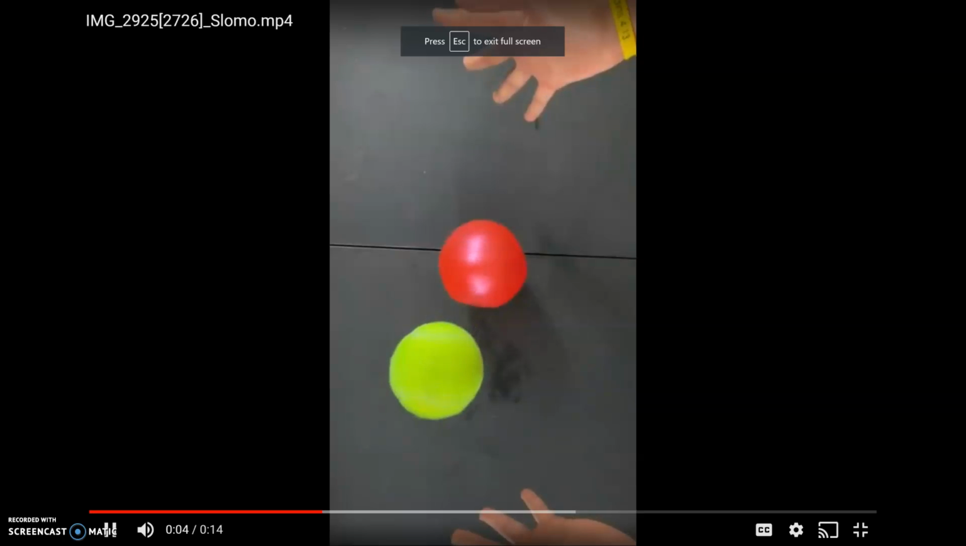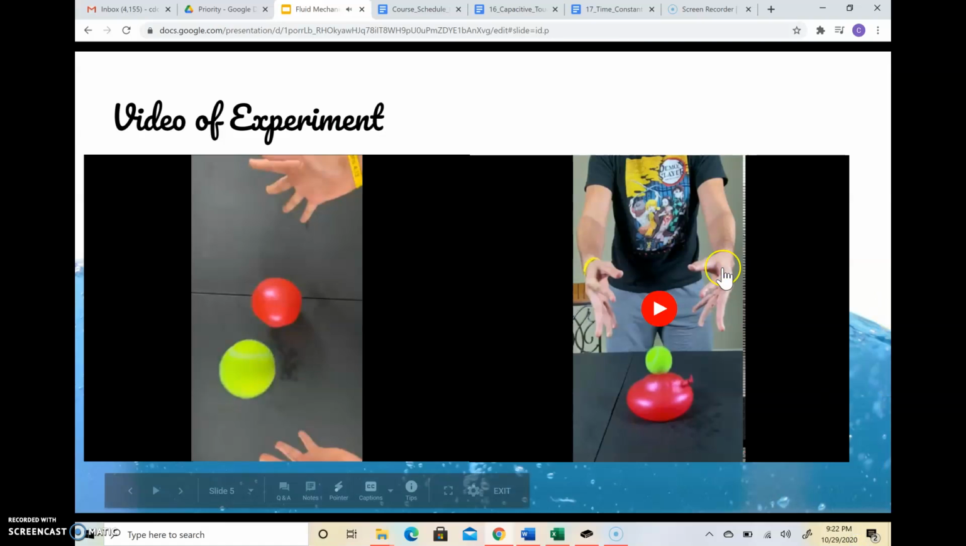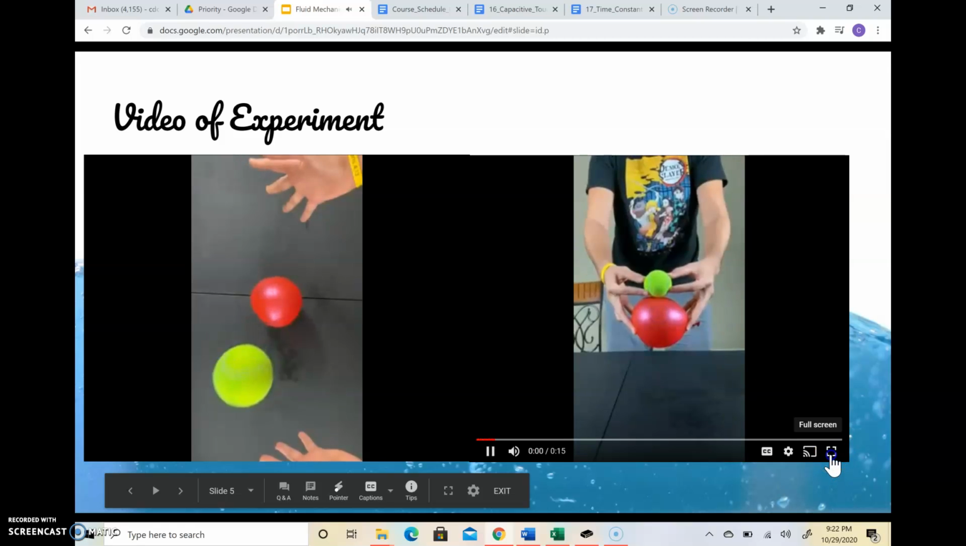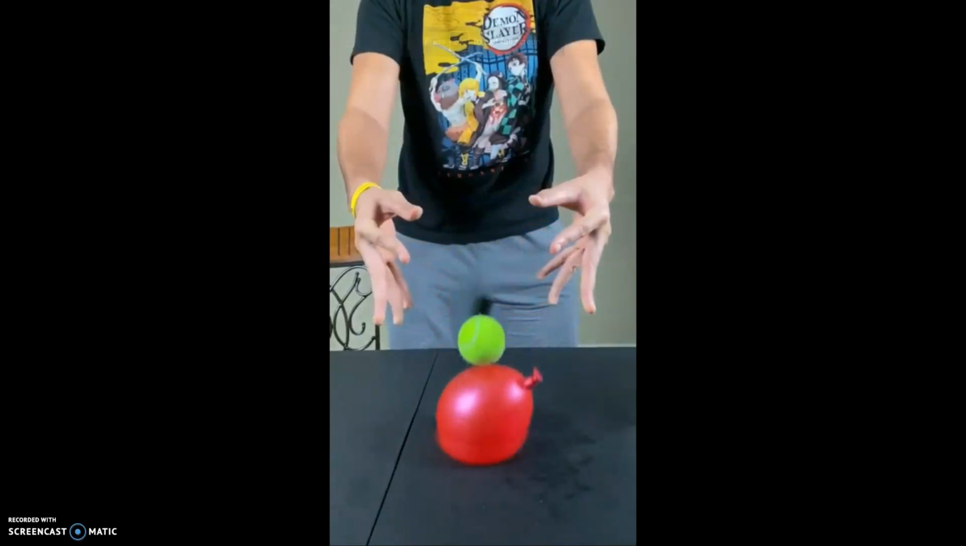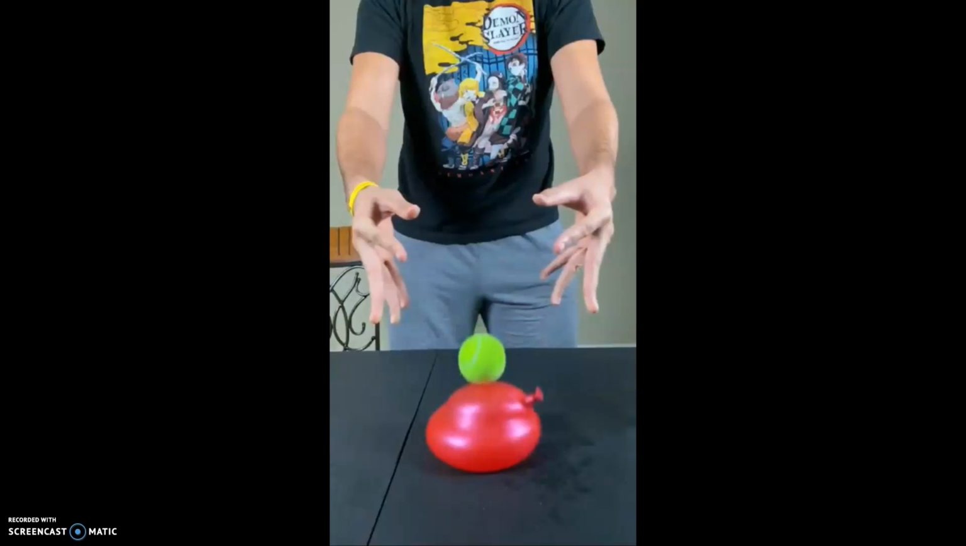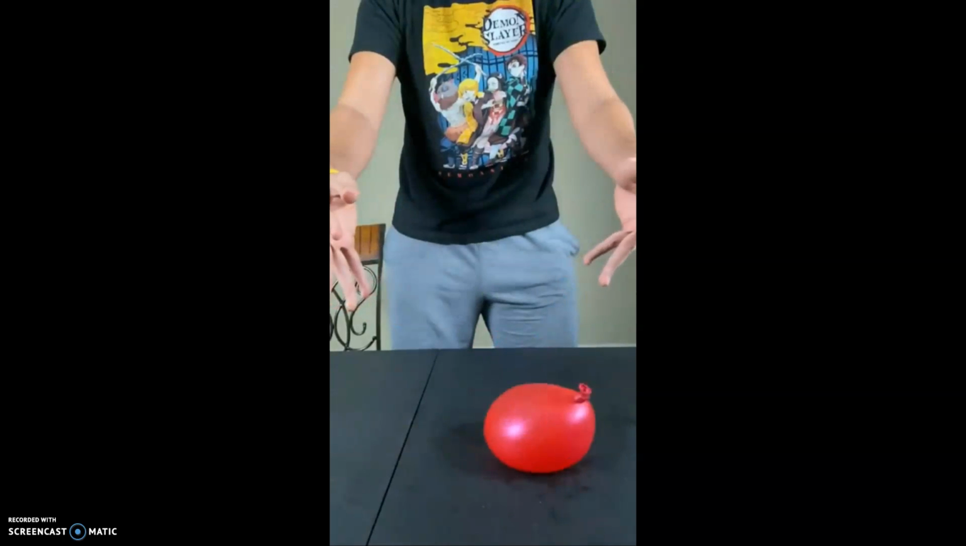So here is an aerial view, so you can see. And here is our front view, which is a little bit better of a view. There goes all that force hitting back up onto the ball, which pushes the ball further up.